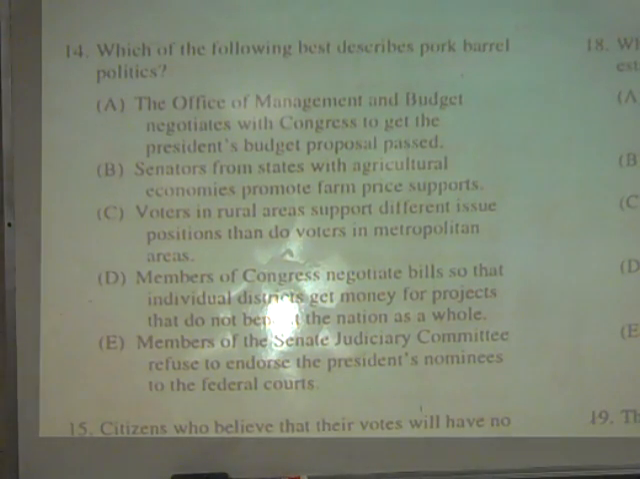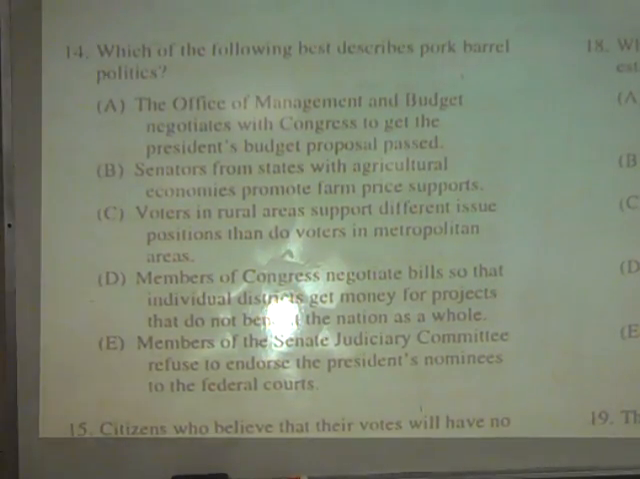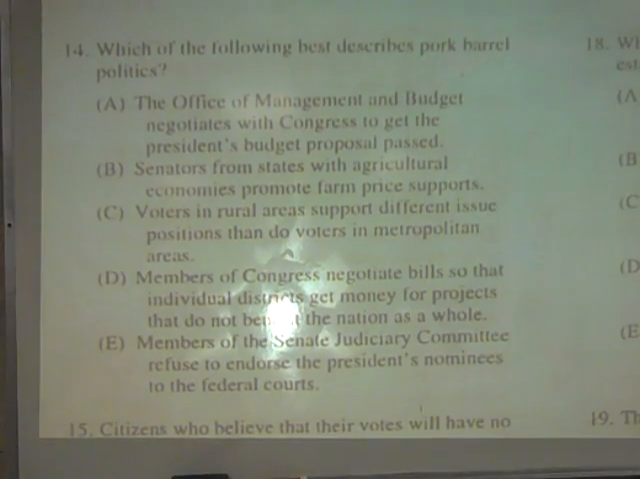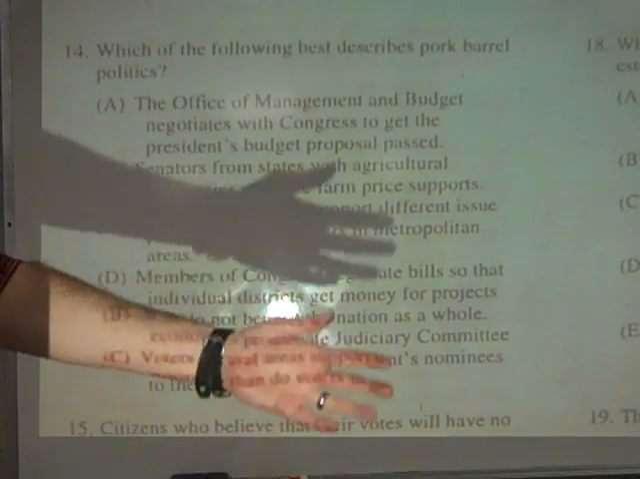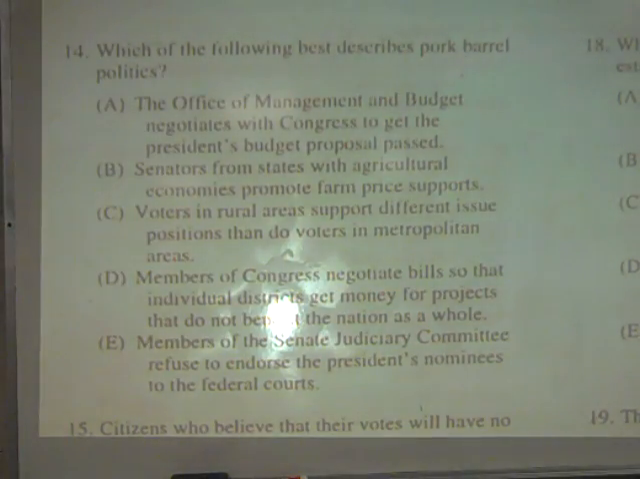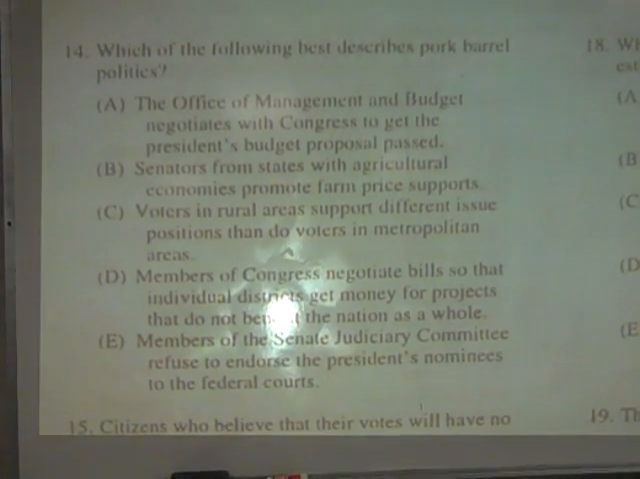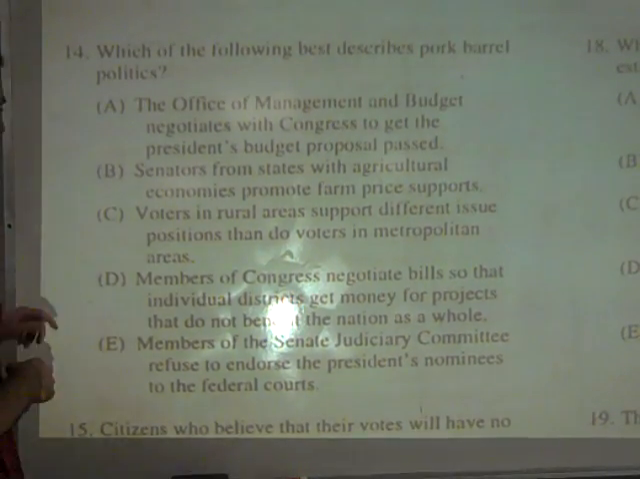So let's see what the answer is here. The Office of Management of the Budget negotiates with Congress to get the President's budget proposal passed. I agree that the OMB advises the President on his proposed budget and helps him prepare it. They bring together the proposals of the various executive branch agencies and the bureaucracy and put together a proposed budget, but I don't think that's pork. And I don't think they negotiate with Congress. I think the President primarily does that.